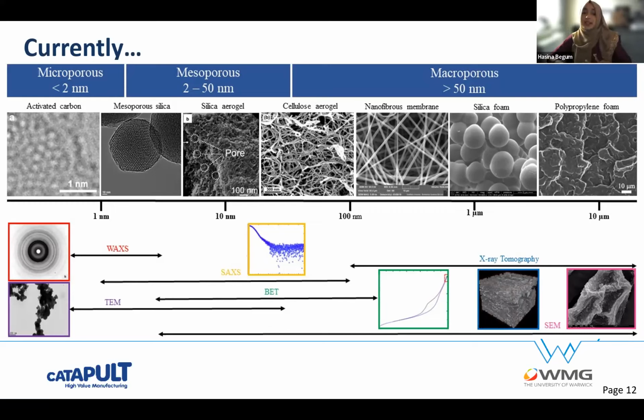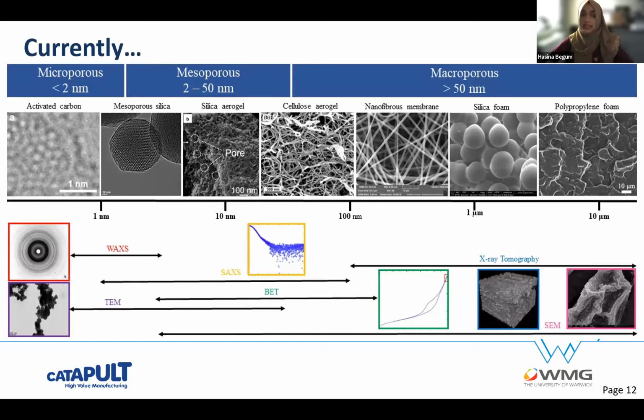So what we'd like to do is combine the techniques that are currently available. As I mentioned before, when we talk about nanoporous materials, we're effectively talking about microporous, mesoporous, and macroporous structures. You can see in the middle part of this diagram there are different types of materials: activated carbons, mesoporous silica, cellulose aerogels, silica foam, and you can see how the pore structure changes across. So we have activated carbon, which has pores as low as 1 nanometer, but then you have things like polypropylene foam, where the pores are around 10 micrometers.